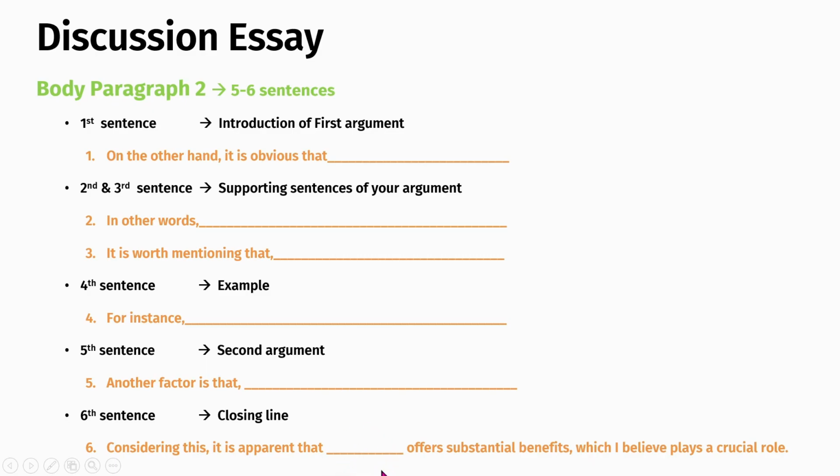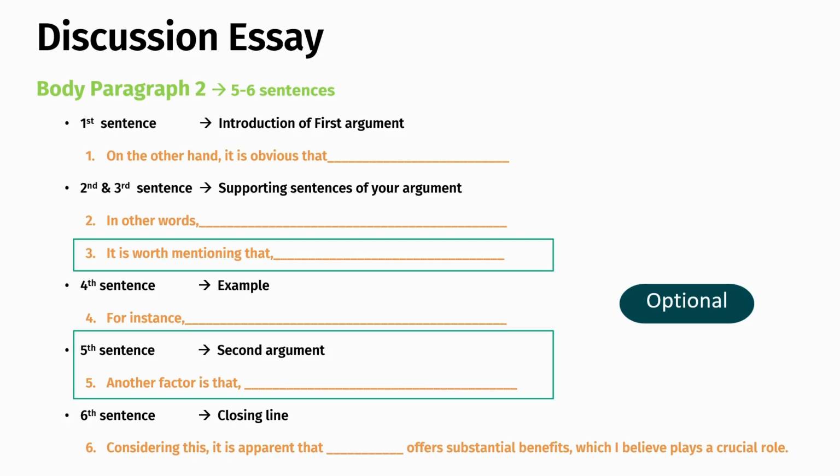And then what is apparent? Drug testing. That is your essay topic, okay? It is apparent that your essay topic offers substantial benefits, which I believe plays a crucial role. So again, you wrote about your supporting argument. Finally, you also just highlight here that crucial role. So let's see the optional ones. As I mentioned, there are two optional ones. One is the second argument, this is optional, and the other is the third sentence, which is optional, but I strongly suggest you write the third sentence, which will add to your score.